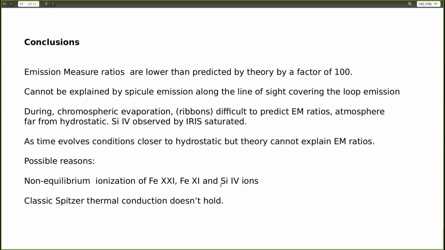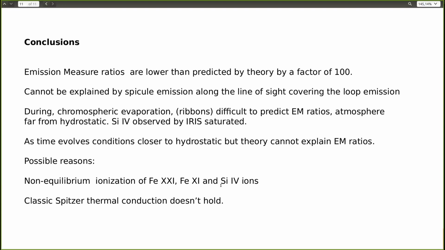The emission measure ratios are lower than predicted by theory by a factor of 100. You cannot explain that by cool plasma, because the plasma from the flare is much brighter than the cool speckle-like plasma that could be present there. So possible reasons that could explain these discrepancies could be that we have to take into account the non-equilibrium ionization of the ions. The ions in the calculation of the emission measure were considered to be in equilibrium. This is not the case.